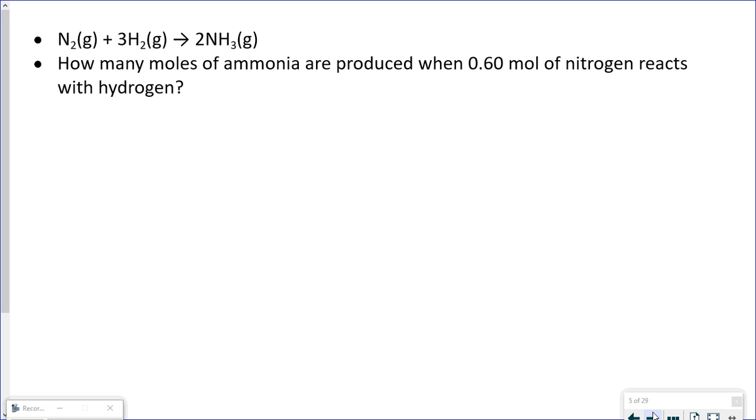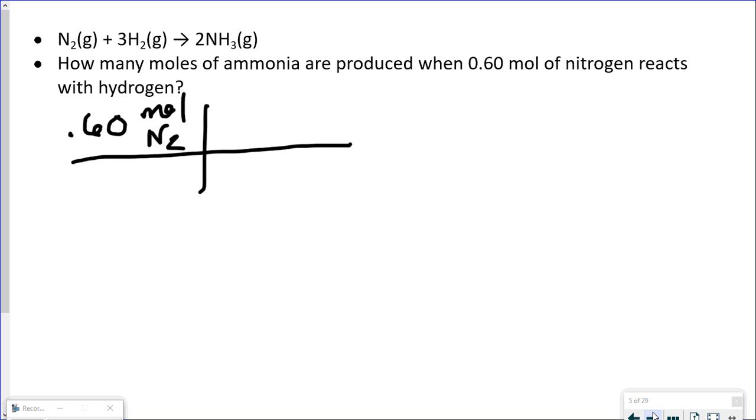So just like we do any other problem, you're always going to start with what's given. So we're given the 0.60 moles of nitrogen. And here's where I told you to get used to writing the substance. That way you can make sure that you are canceling out appropriate units. We're looking for moles of ammonia. So we no longer need moles of nitrogen, so that will go in the bottom of our next step. And we can change into moles of ammonia.